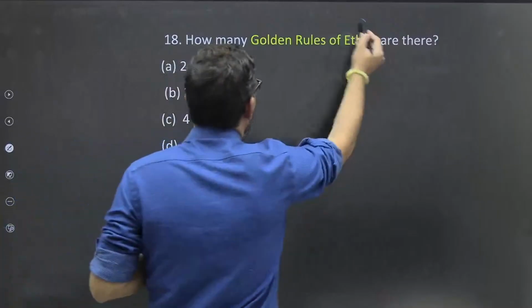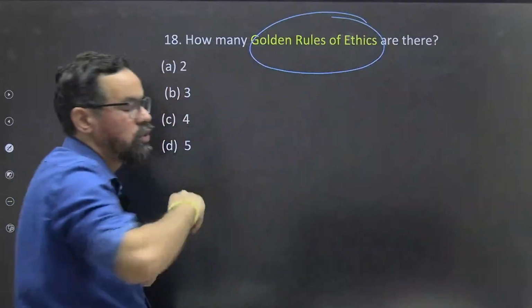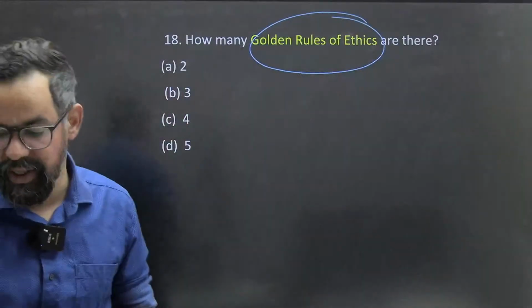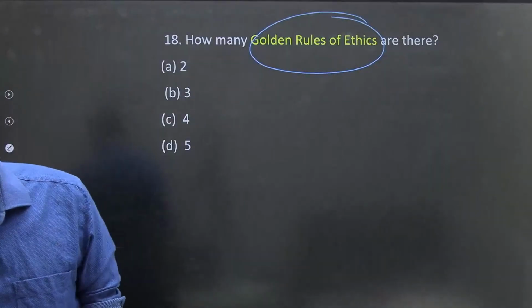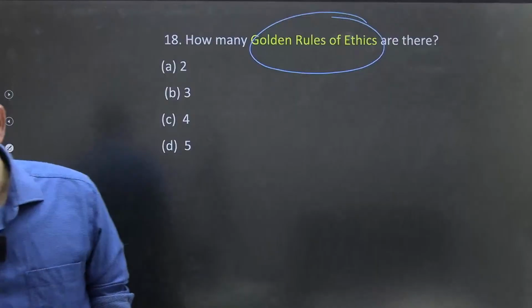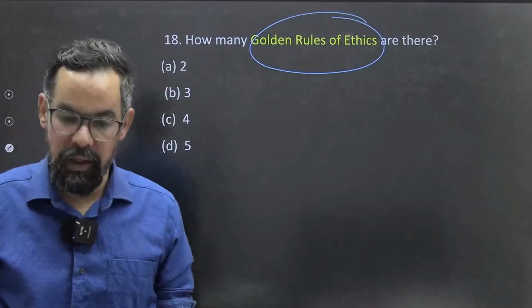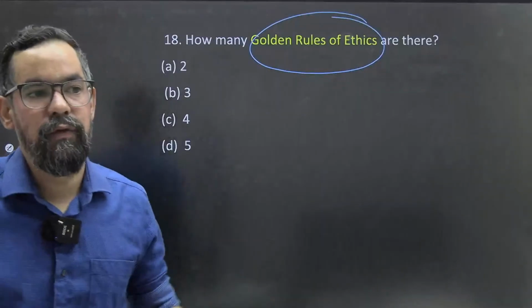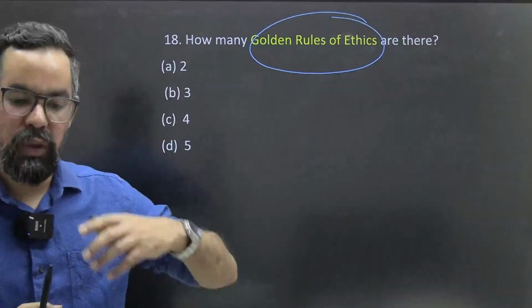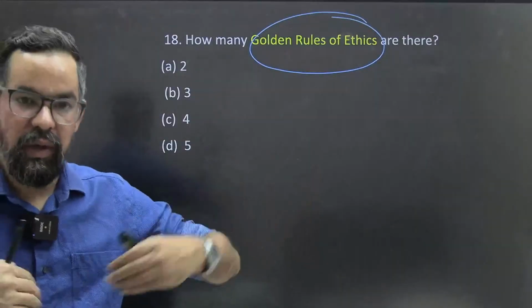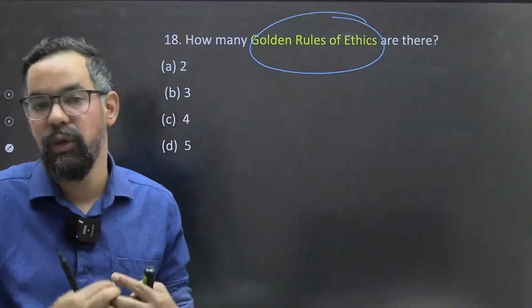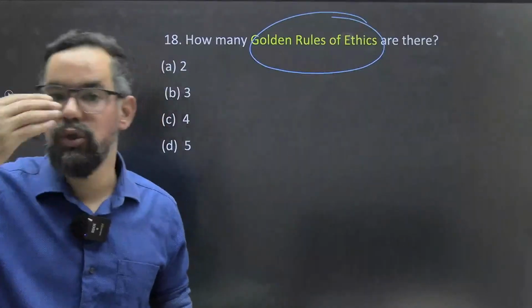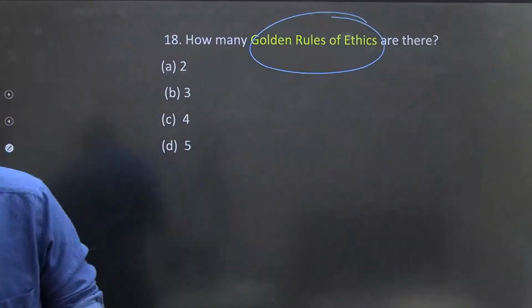Golden rule of ethics. How many golden rules of ethics are there? Who has studied the ethics topic so far? They'll be able to tell this one. Ethics is all about others, how we should treat others, the way we want to be treated. The way we want to be treated is how we should treat others, something like that.